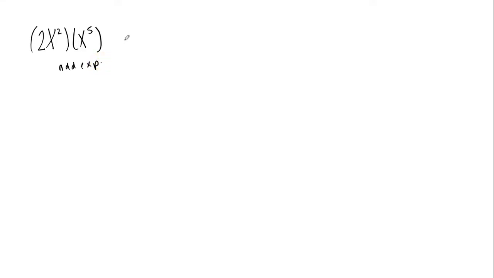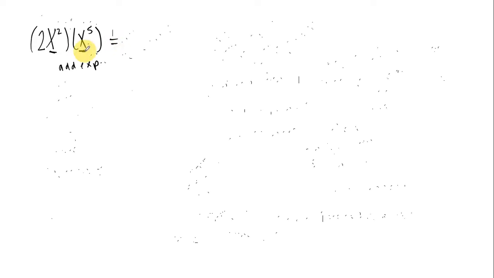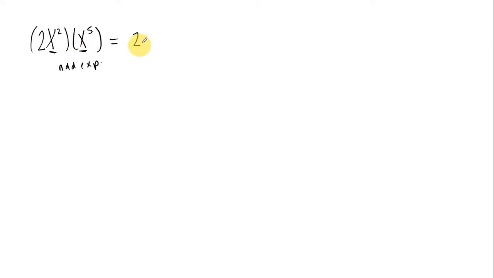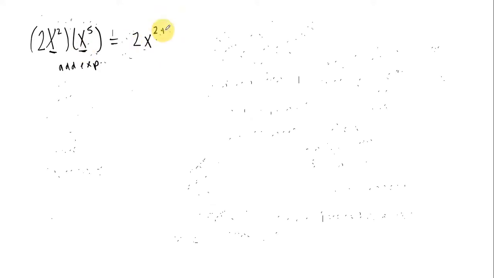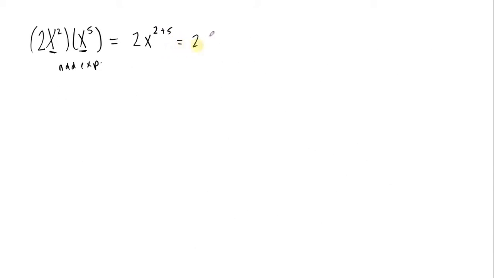So I would personally, if it was me, be writing down what the rule is and what I'm supposed to do. But remember, they have to have the same base. So x and x have the same base. So this would be 2x, 2 plus 5. So 2x to the power of 7.